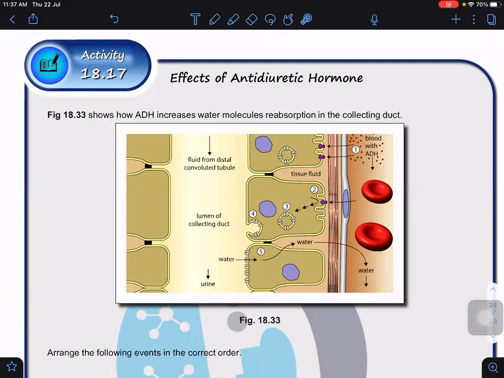So it means that if you want to continue to reabsorb back the water molecule, or a higher number of water molecules, then we need to have more aquaporins. So what will happen here is, you can see that this is a blood capillary, this is an endothelium. So these small protein hormones actually can cross this endothelium and bind to the receptor. The purple color here is the receptor, the red color is the ADH.